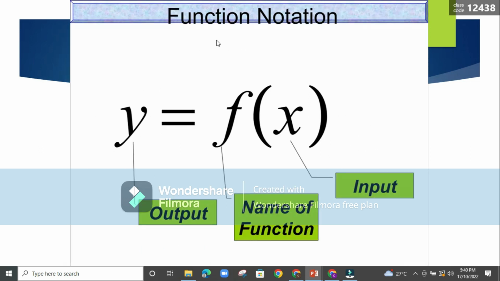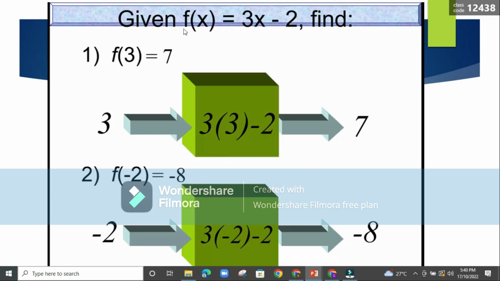Now, this is the function notation. y is equal to f of x, meaning y is the same as f of x. y is the output, f is the name of the function, and x is the input. Given f of x is equal to 3x minus 2, find f of 3. It means that the input is 3, and f is the function. So you have 3x minus 2.